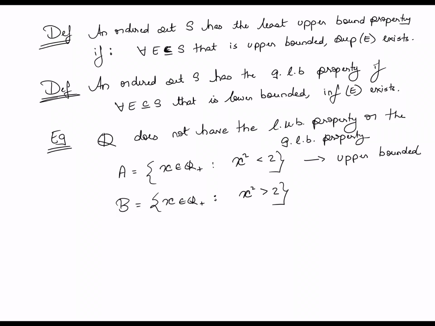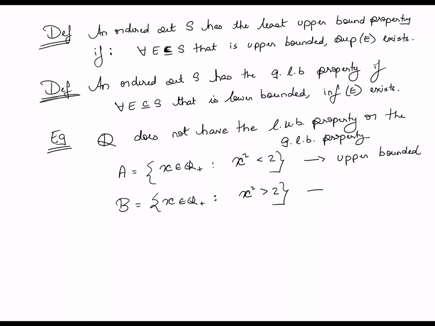That's easy enough to see because I can demonstrate an element which is greater than or equal to every element of A. For example, I can just take the number 2, right? The number 2 is greater than any number x that belongs to A, and so therefore the subset A of the rationals is a set that is bounded from above.